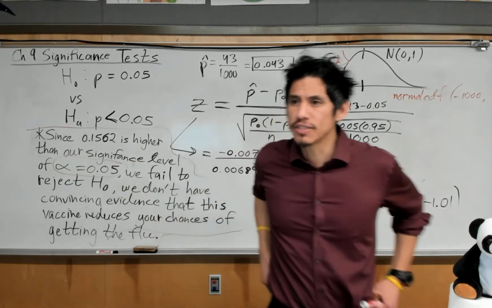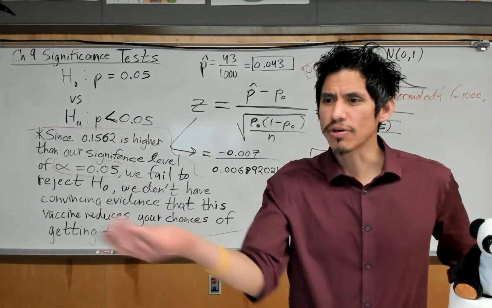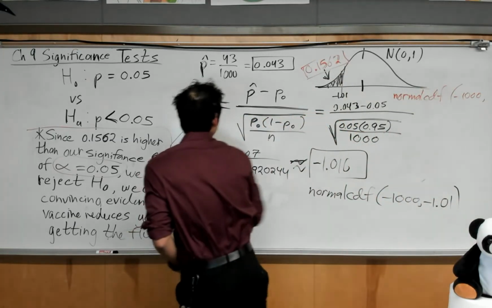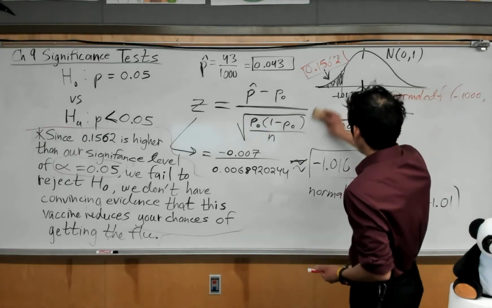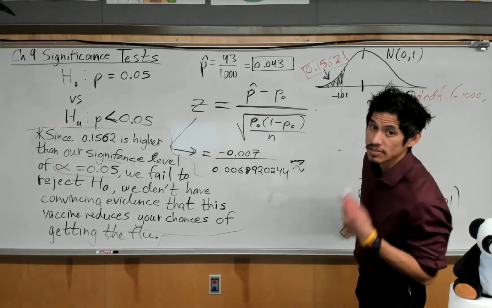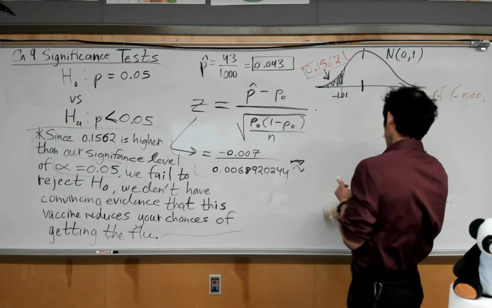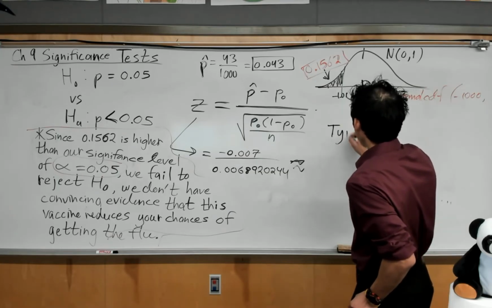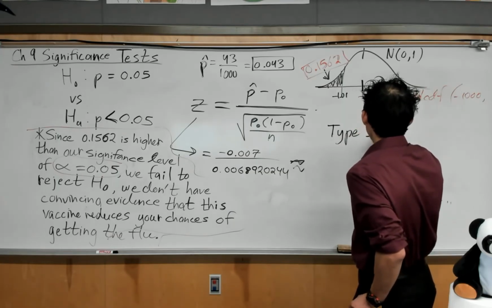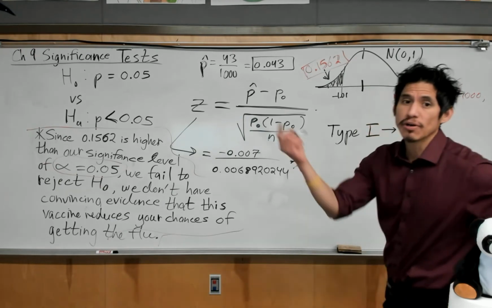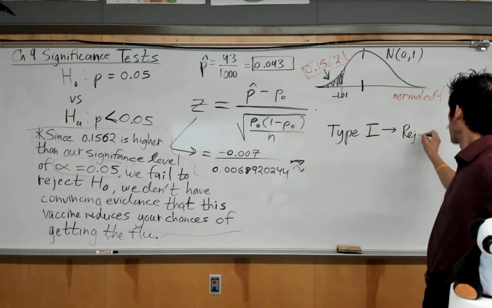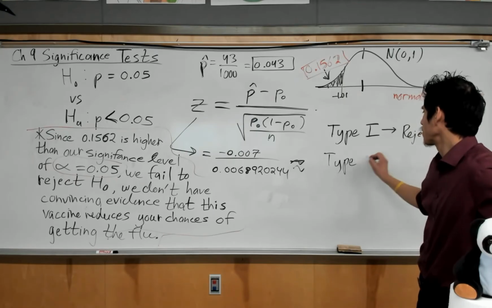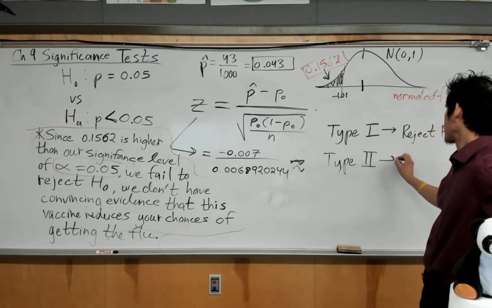All right, so the follow-up question is saying, what type of error could we have made? A type 1 or type 2? So let's finish with that. I'll give you a hint, it's type 2. Type 1 error, you can make a type 1 error if you reject H0. It's possible to make a type 2 error only if you fail to reject H0.